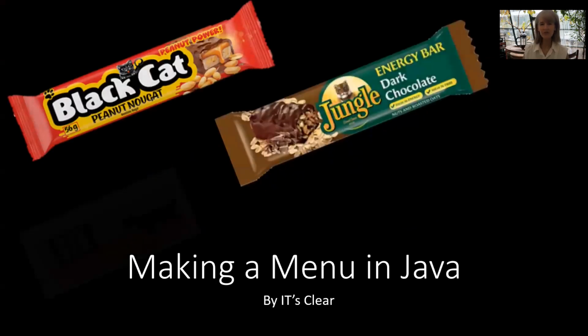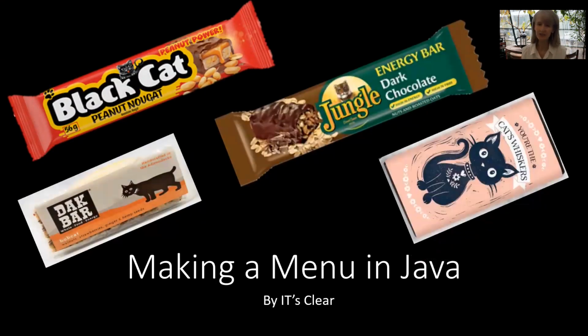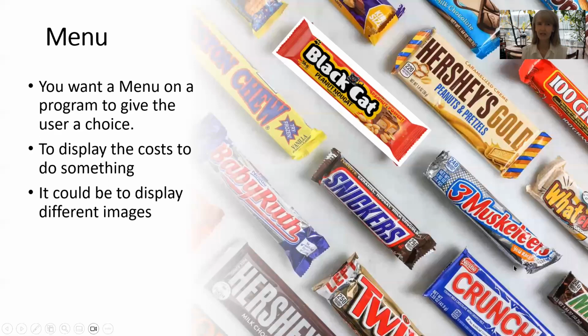Hi, today I'm going to show you how to make a menu in Java. You're used to seeing a menu when you go to a restaurant. There's a list of things, and then you can choose what you want to eat. In programming, we call a menu a list of items that a user can choose, and the program does different things according to their choice.